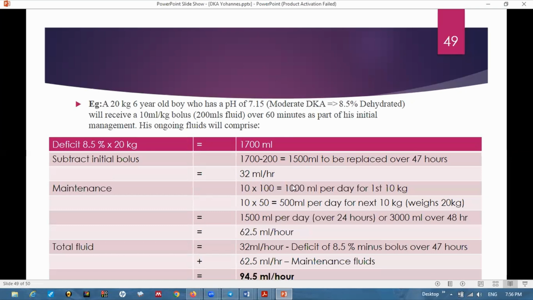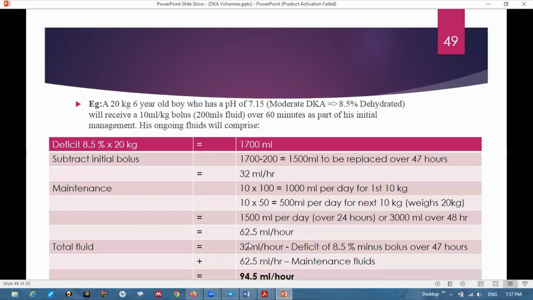We should also calculate the maintenance fluid based on the Holliday-Segar method. For the first 10 kg, 100 ml per kg. For the next 10 kg, 50 ml per kg. For after 20 kg, we will make it 20 ml per kg. Based on that, the total amount of maintenance fluid will be 1,000 ml. The maintenance will be 62.5 ml per hour. From the deficit, it's 32 ml per hour.